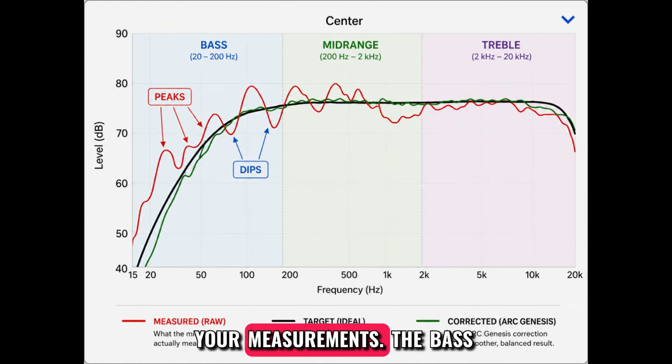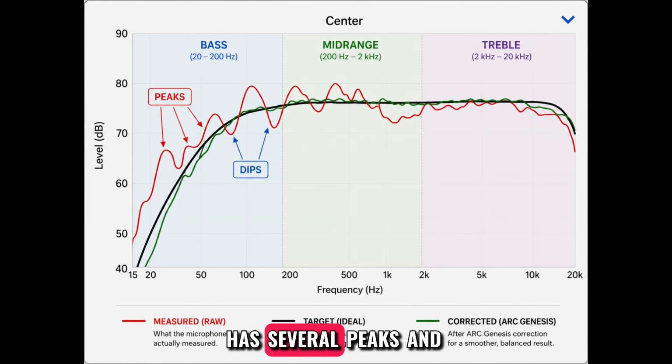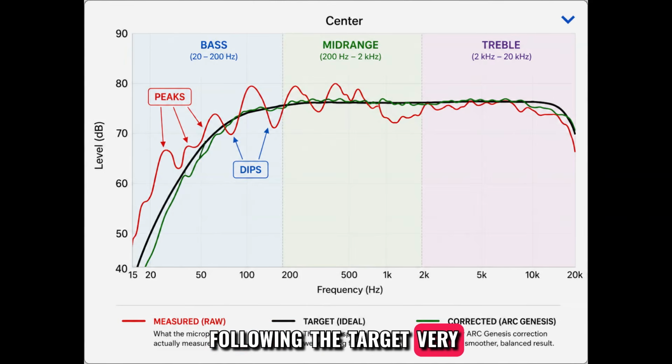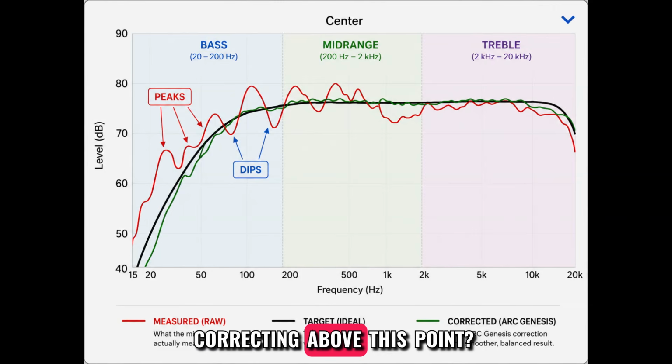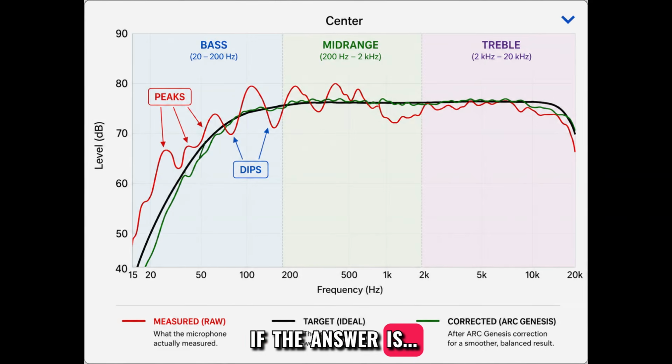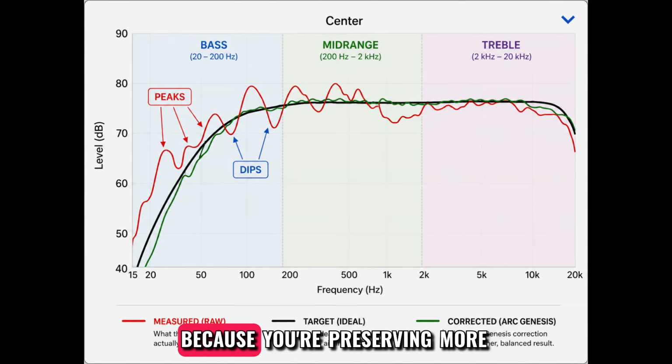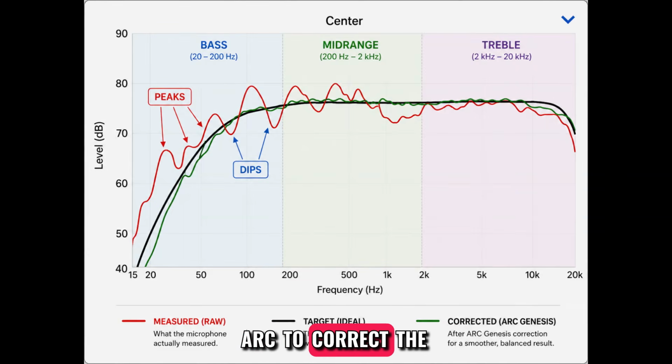Imagine you're looking at your measurements. The bass has several peaks and dips. That's normal. Bass is heavily influenced by the room. But once you move into the mid-range, the red line begins following the target very closely. Now ask yourself, what exactly am I correcting above this point? If the answer is very little, then a lower maximum correction frequency becomes a strong option, because you're preserving more of your speaker's natural sound while still allowing ARC to correct the frequencies most affected by room acoustics.